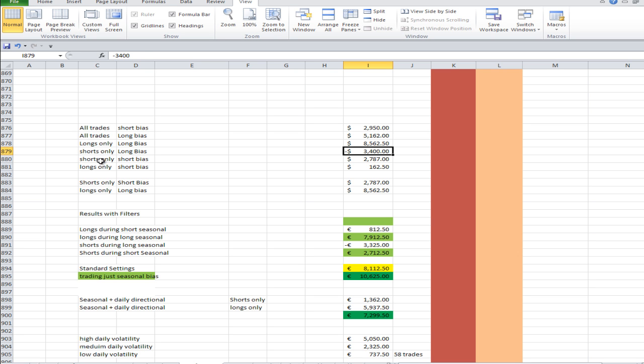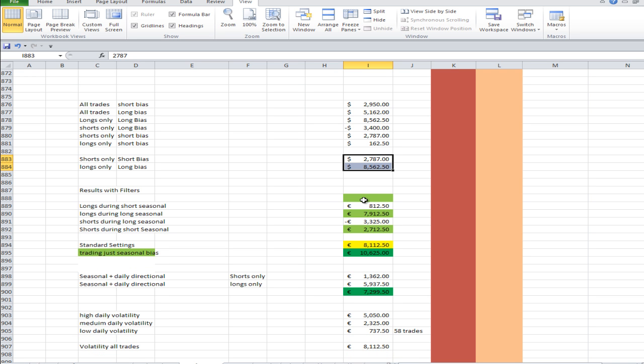So if I then looked at shorts only, short bias, I had $2,787, which is not bad. So overall, combining those two together, we have a total net profit of $11,349. So we've improved our results dramatically by just trading the bias, the daily bias of the market.